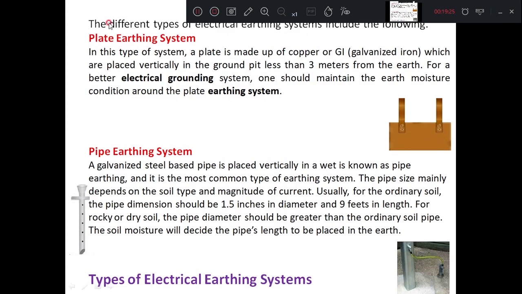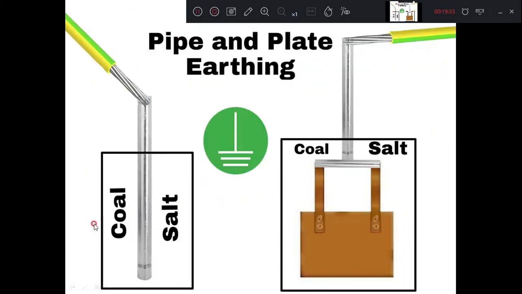There are two types of earthing made here. One is called plate earthing, where you are using a plate as the earthing material, whereas in the other case it is a rod. These are the pictorial views of the earthing. Coal and salt are provided to make the resistance less, whereas this is the plate earthing.